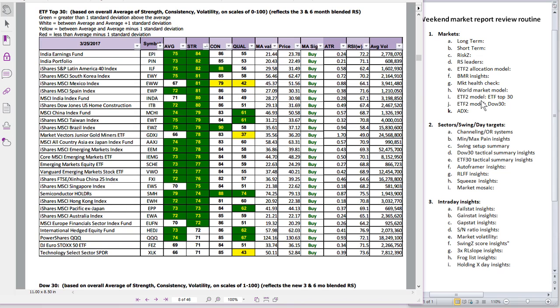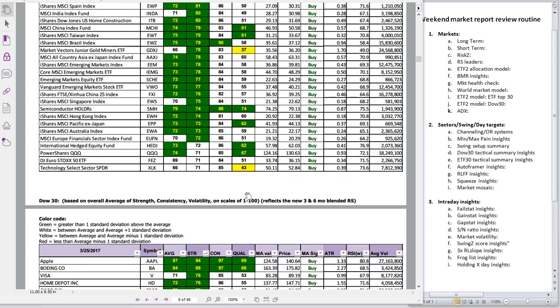Now looking at the ETF2 model, among the top 30 ETFs out of the 900 or so that are in the database. All of these that are green in strength and consistency are longer term relative strength leaders. The things that are green and white are ones that have recently moved to the top. So this is really representing a changing of the guard, led by India, Latin America, South Korea, Spain. And you can see the global is really starting to take over.